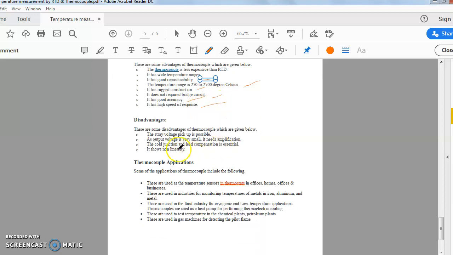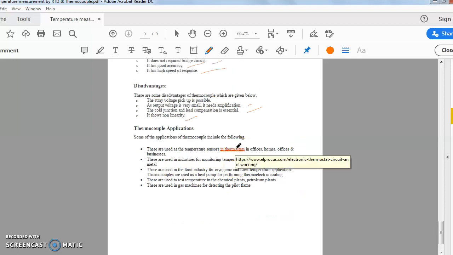Now the disadvantages. Stray voltage pickup is possible, as the output voltage is very small. It needs amplification. Cold junction and lead compensation is essential. It shows non-linearity. That means in the thermocouple there is no straight line relation between the EMF and the temperature change. That is why it is called non-linear. No straight line equation is established between the two particular variables or parameters.